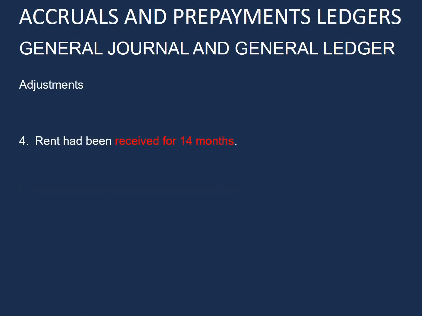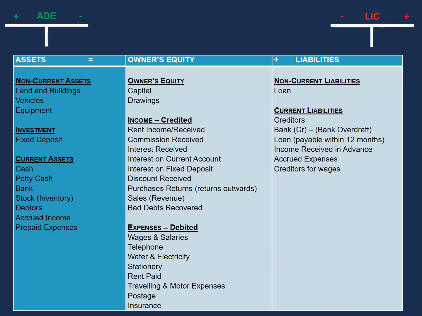Our last adjustment is rent had been received for 14 months. The two accounts that we have here, the one is rent income, because we are receiving rent, we are not paying rent, and since we received too much rent, that means we need to decrease, and our income decreases on the debit side. The second account we have is income received in advance, which is a current liability, and our current liabilities we post to the credit side. Now let's go ahead and process this adjustment in our general journal.